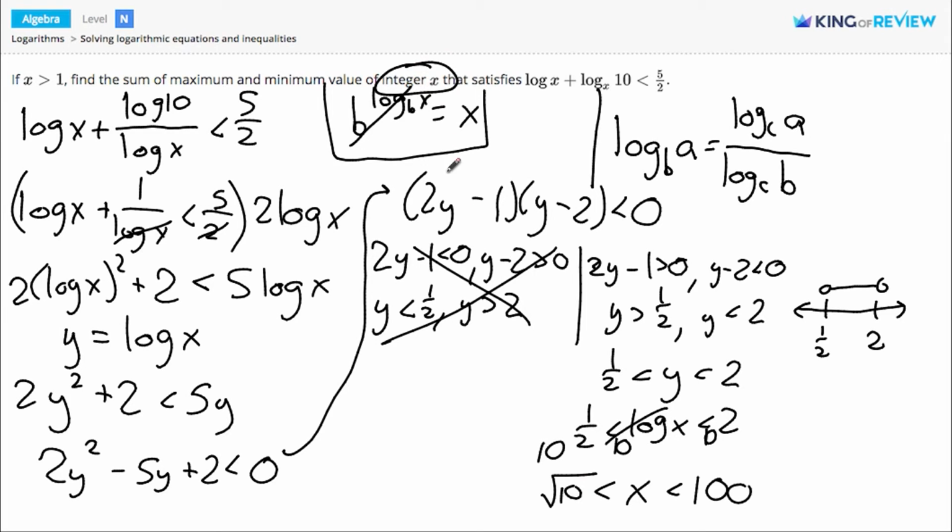The square root of 10 is somewhere in between 3 and 4. It's 3 point something something something. So if I think about all the integers in this range, the lowest integer that's actually in this range is 4, since the lowest number is a little above 3, and the highest number can't be 100, it has to be less than 100, so the highest integer in this range is 99. Since the interval in integers goes from 4 to 99, and I want to know the sum of those two numbers, the minimum and the maximum, I want 4 plus 99, which equals 103.